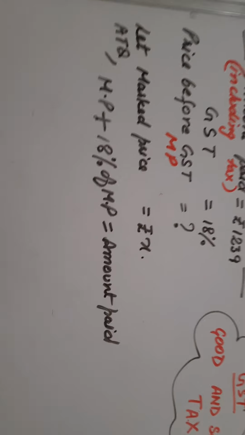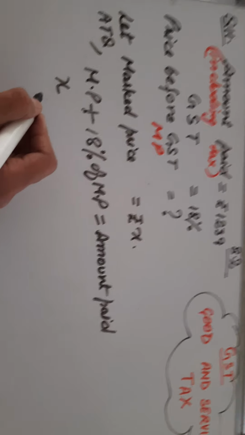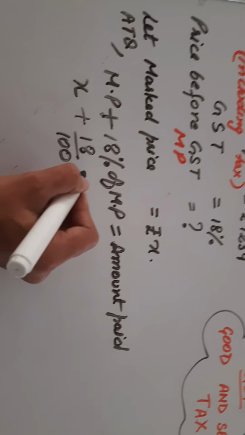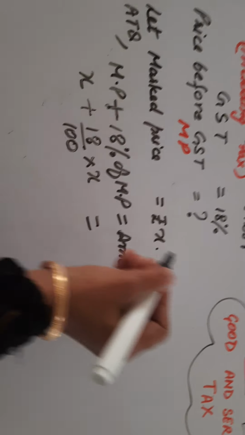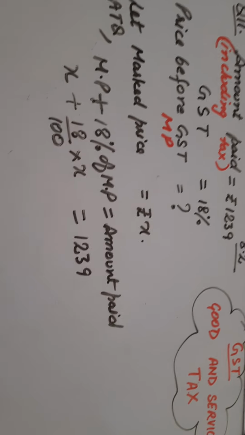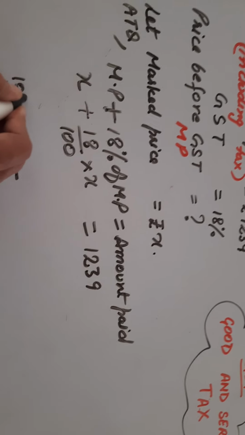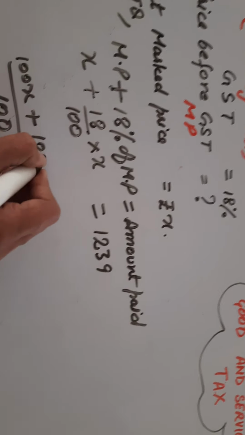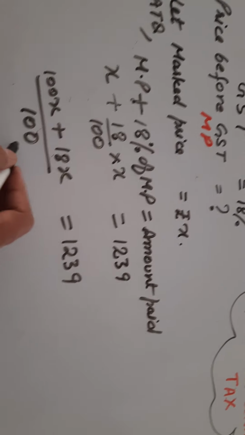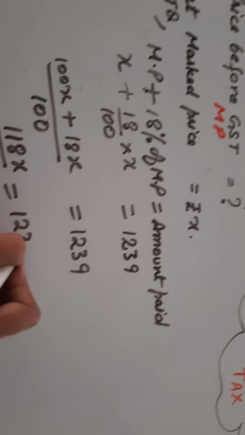So let us put the values. What is the marked price? We need to find out. We'll take it as X plus 18% of X is equal to how much amount is paid? Rupees 1239. So let us take the LCM again. 100. This is 100X plus 18X is equal to 1239. So this will become 118X upon 100 is equal to 1239.